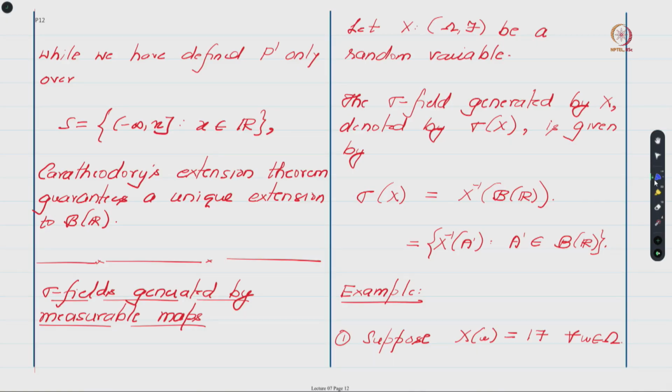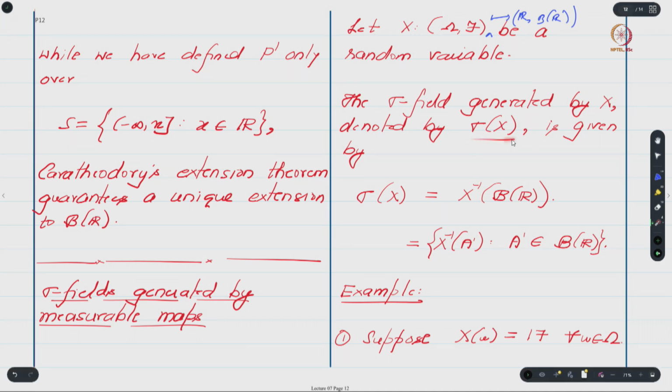Let us go back to this discussion. Let X be a random variable. I think I have left out some description over here. I should say let X from (Omega, F) to (R, B_R) be a random variable. Now the question that we are asking is, what is the sigma field that is generated by X? This question should appear a bit strange to you, because so far we have looked at the sigma field that is generated by a collection of subsets. Now what is this sigma field that is generated by a random variable?